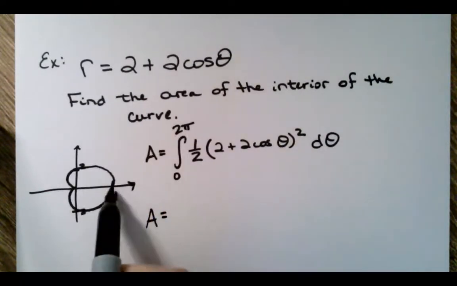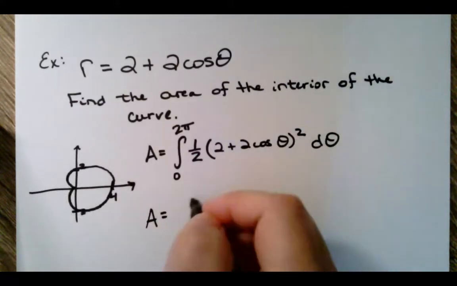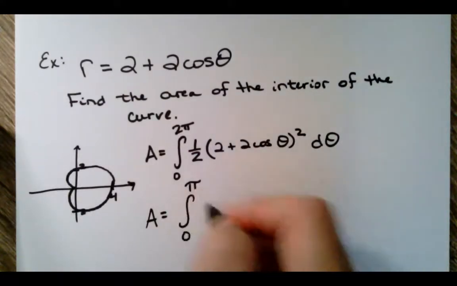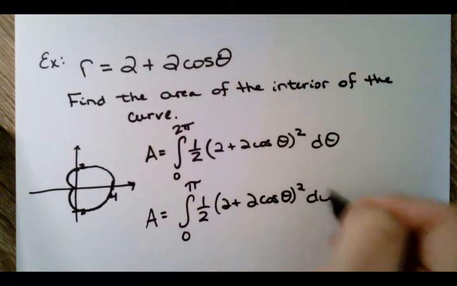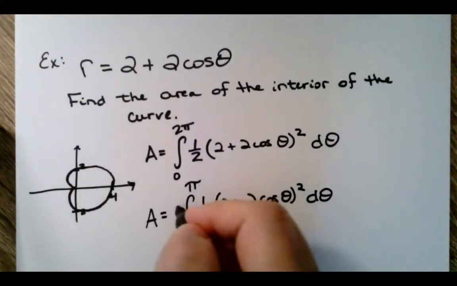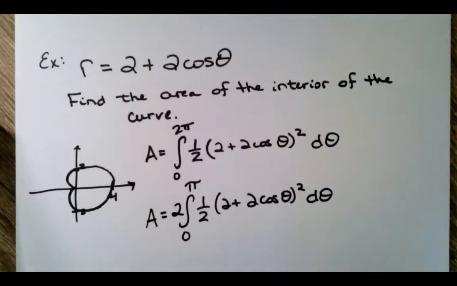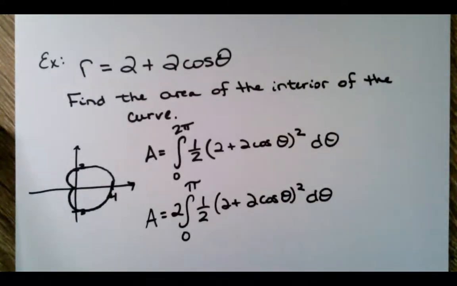Another thing I could do is start at theta equal to 0 and stop here where theta is equal to pi, integrate from 0 to pi, 1/2 (2 plus 2 cosine theta) squared d theta. That, of course, would give me the area of the top half of this curve. And so then I could just multiply that by 2, and that's going to give me the same answer as the first integral that we wrote. And so that's something that you have to watch out for, is just different ways of writing the integral that's going to result in the same answer.